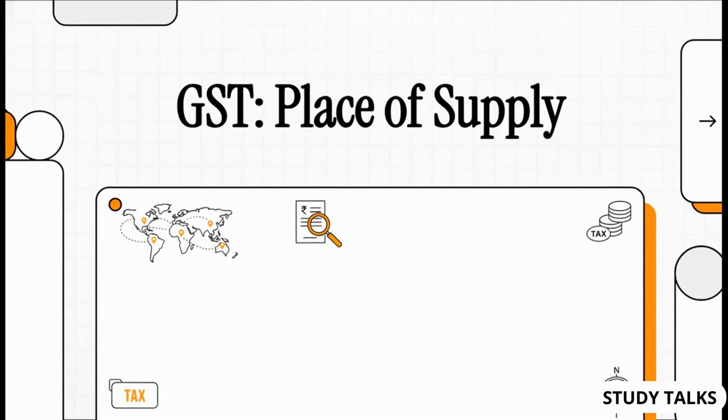All right, let's just imagine for a second. You're in the exam room. You turn the page, and there it is, a GST question that looks simple, but you know it's a trap. It's a classic ICAI move, and it trips up so many students. Well, today, we are going to crack the code on one of the biggest ones, place of supply.